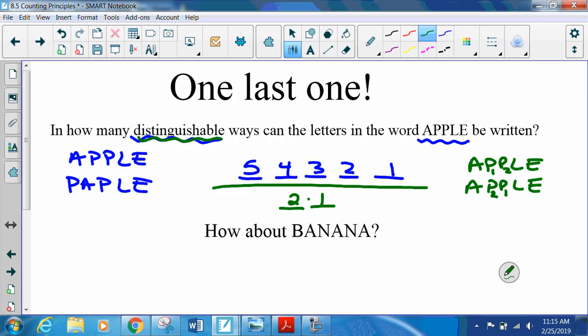You're going to go ahead and put that in your calculator, which I did not do. Let's see if I can do that real quickly. I don't have a calculator nearby, but the 2 and the 1 will cancel out, and so we'll have 60. There's 60 ways to do this. All right, let's try banana.